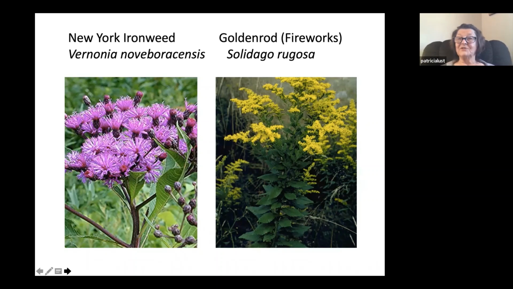The ironweed will spread mostly by seed. Some of the goldenrods spread mostly by seed. Some of them spread by underground rhizomes. And for the ones that do, they could become a little persistent in your garden, but I've never had them actually get out of control.